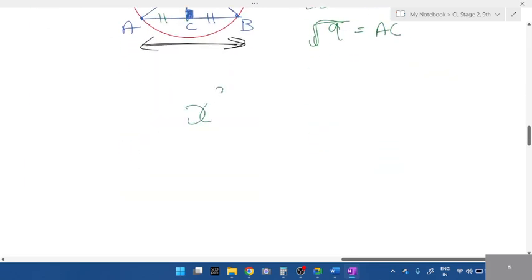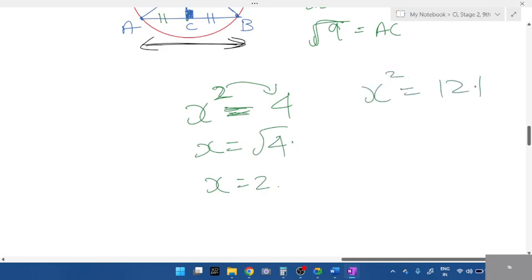I'll quickly tell you, x square is equal to 4. Those who don't know this concept, in a simple linear equation, the square goes to the other side and becomes a square root. X is equal to 2. If I write x square is equal to 121, what is the x value?